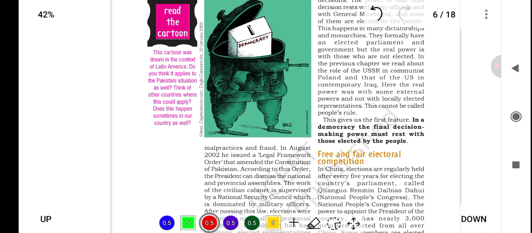Pakistan's President General Musharraf issued a legal framework order in 2002 allowing the president to dismiss national and provincial assemblies. However, the final decision-making power rests with military officers and General Musharraf. This is not a democracy, as rulers are not elected by the people. Similar situations exist in China and Mexico, where elections are held every 6 years to elect the president.